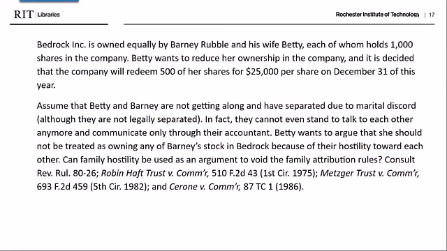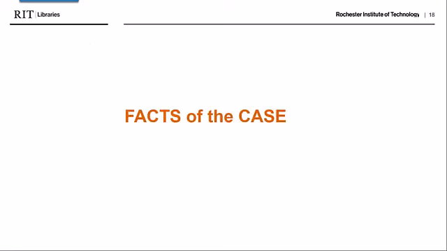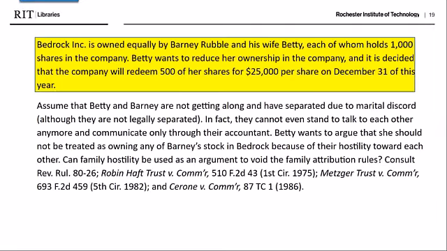So, the sample problem. This is an example of a sample problem. I'm going to break it down into the facts, assumptions, and guidance that I sort of just described. So the facts of the case in yellow. The facts of the case are that Bedrock Inc. is owned equally by Barney Rubble and his wife Betty, and each of them holds 1,000 shares in the company. Betty wants to reduce her ownership in the company, and it's been decided that the company will redeem 500 of her shares for $25,000 per share on December 31st of this year. Boom. Facts. Who, what, where, when.